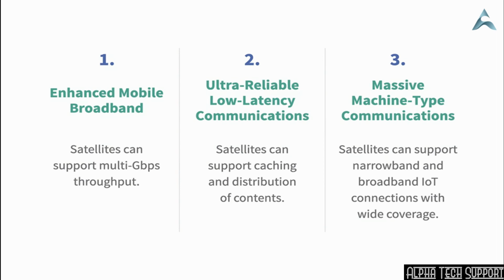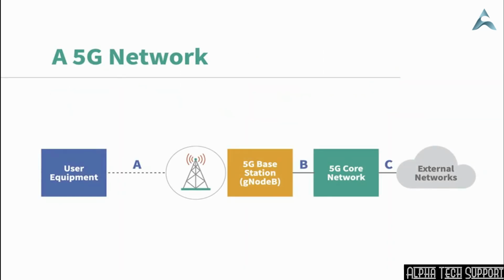The third usage scenario supports the massive number of Internet of Things connections with low battery life and wide coverage. Satellites can support narrowband and broadband connectivity for IoT devices and provide wide coverage in hard-to-reach and unserved areas. In terrestrial networks, 5G has already been deployed in many major metropolitan areas.